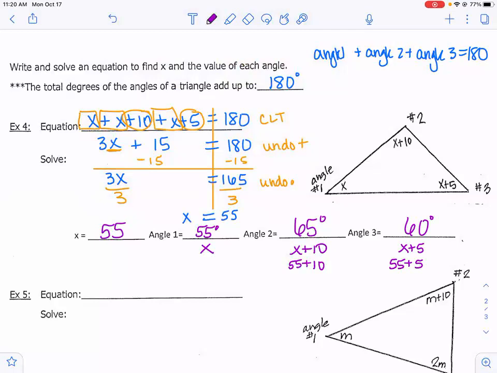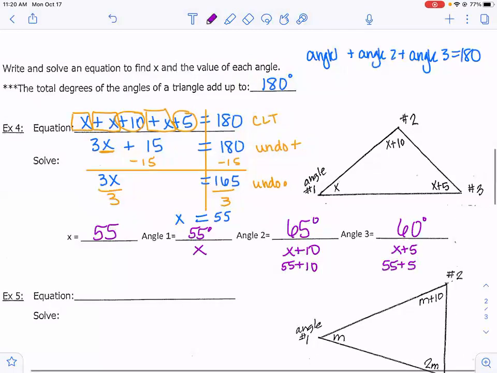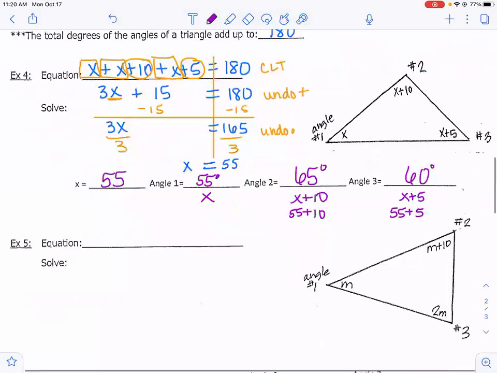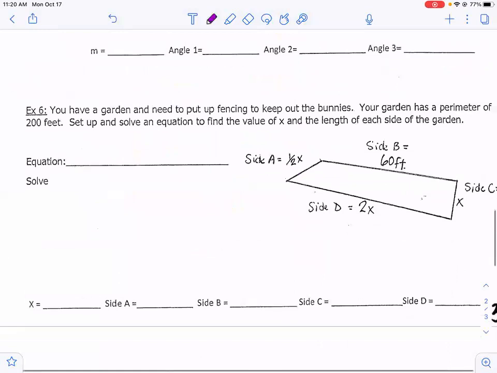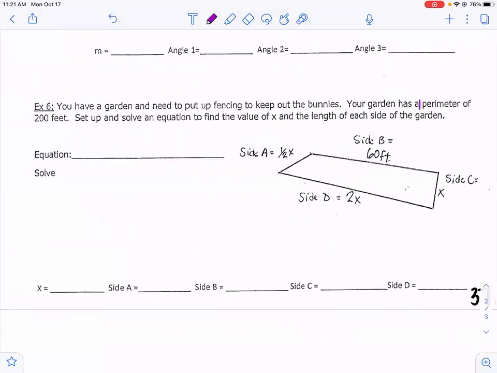Okay. Now, before I release you to work on these, I have one more question for you. Perimeter. What does perimeter mean? Raise your hand. Trent. You gotta add all the outsides. Okay, so side plus side plus side plus side. If there's 4 sides, you add all of the sides together.